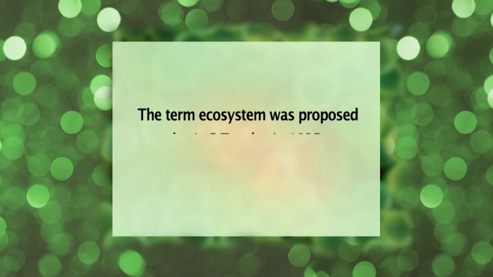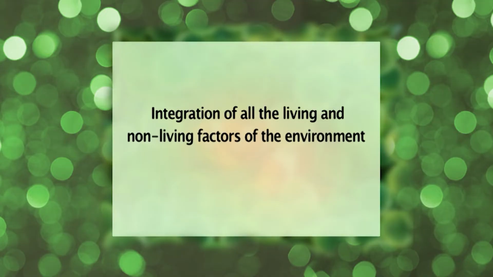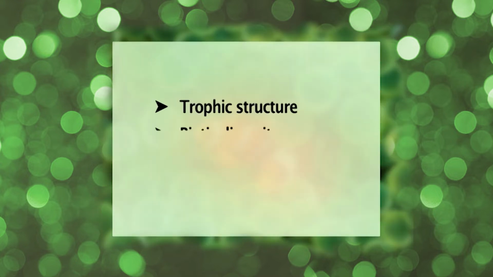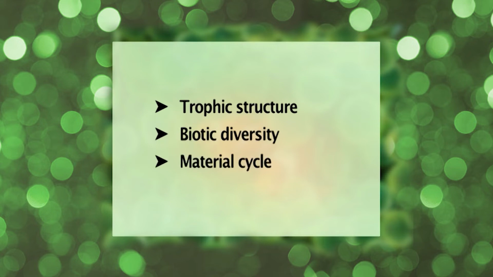The term ecosystem was proposed by A.G. Tansley in 1935, who defined it as the system resulting from the integration of all the living and non-living factors of the environment. Therefore, any unit that includes all the organisms, that is the communities in a given area, interact with the physical environment so that a flow of energy leads to clearly defined trophic structure, biotic diversity and material cycle within the system is known as an ecological system or ecosystem.